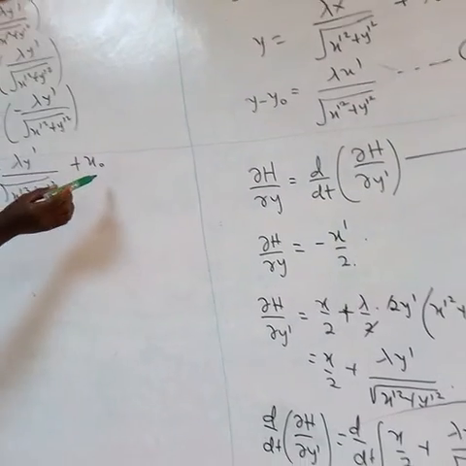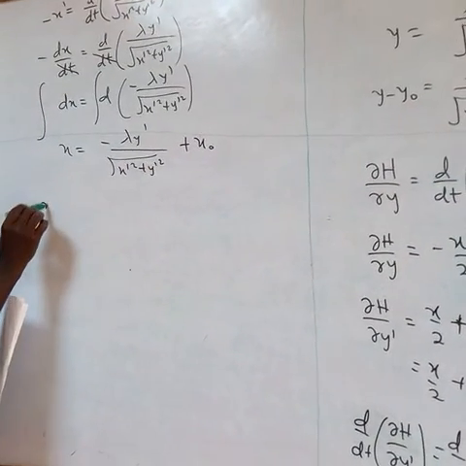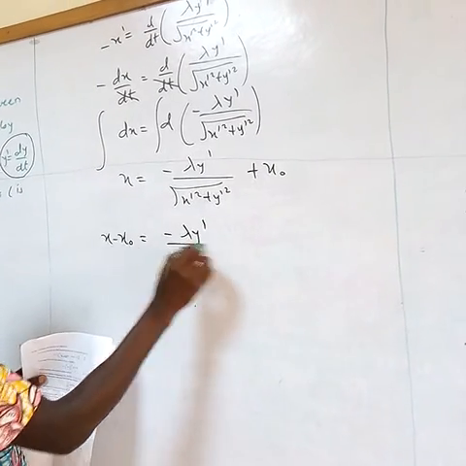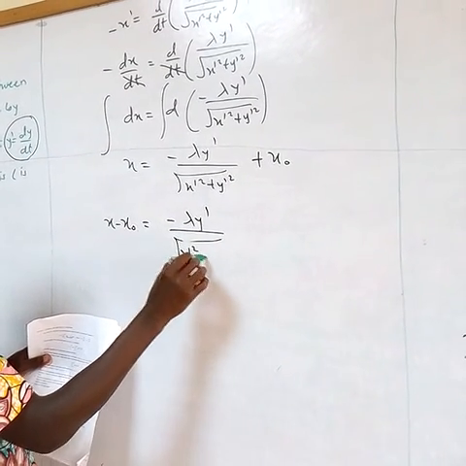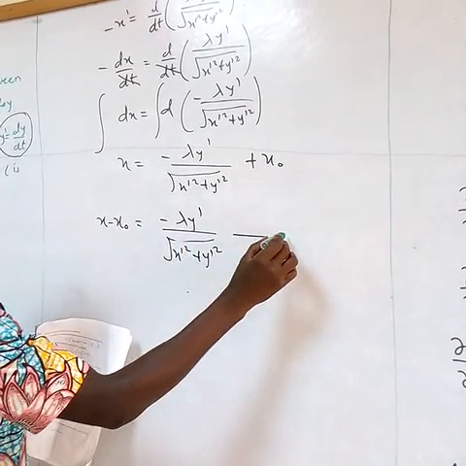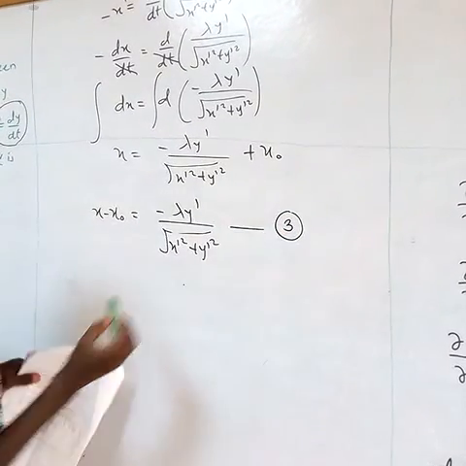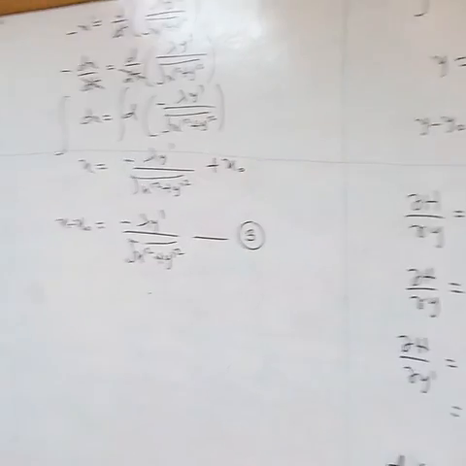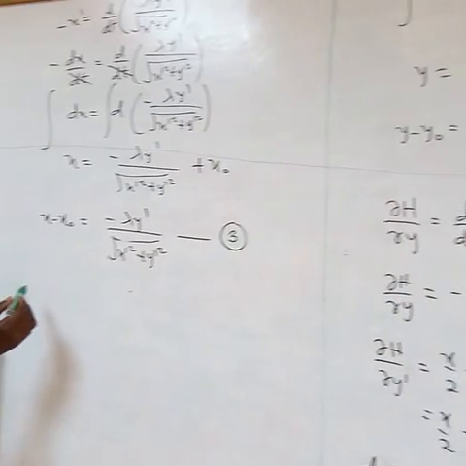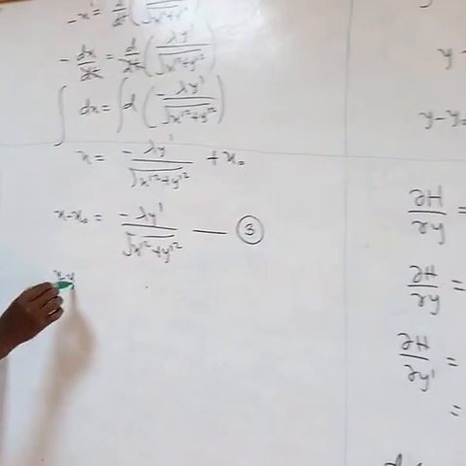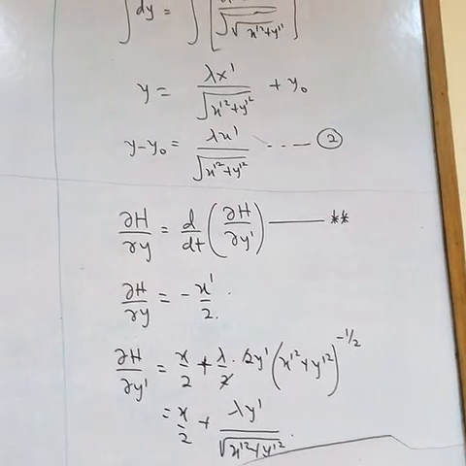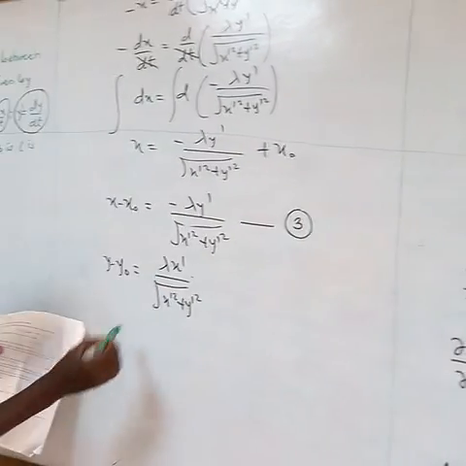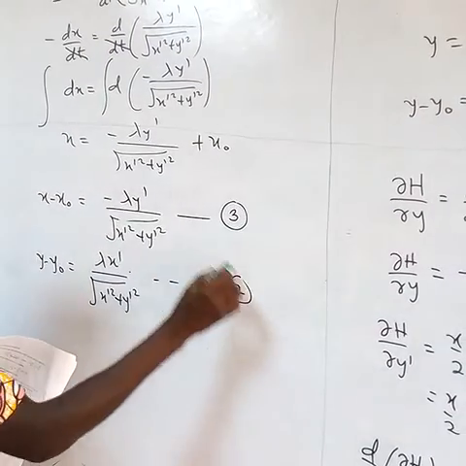So let's bring the constant of integration to the left hand side. So we are going to have x minus x₀ is equal to minus λy' over the square root of x'² plus y'². Let's label this as equation 3. So we have equation 1, equation 2, and equation 3. So let me bring equation 2 forward. That is y minus y₀ is equal to λx' over the square root of x'² plus y'². That's equation 2.